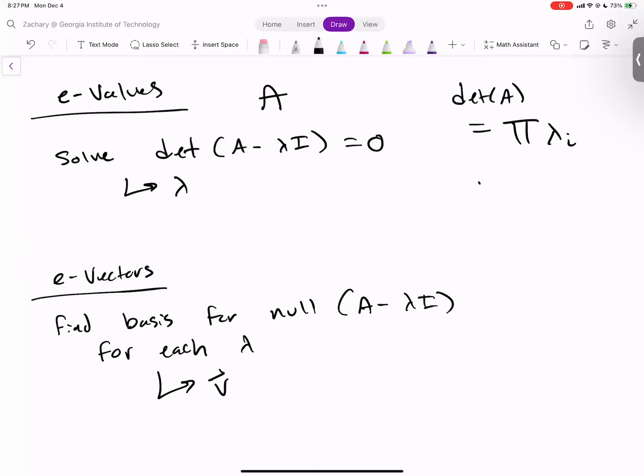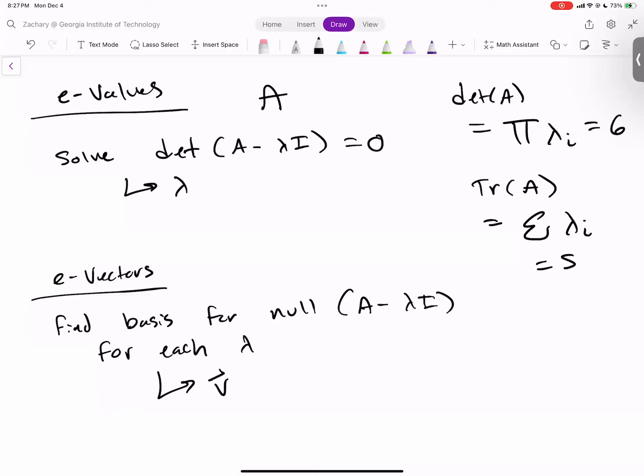Another thing is your trace of A, which is adding the main diagonal, regardless of what shape your matrix is. It will always be equal to the sum of your lambdas. And this can give you a lot of shortcuts. For example, if it's a 2x2 matrix, and my trace is equal to 5, and my determinant is equal to 6, what must my 2 eigenvalues be? Because it's a 2x2.